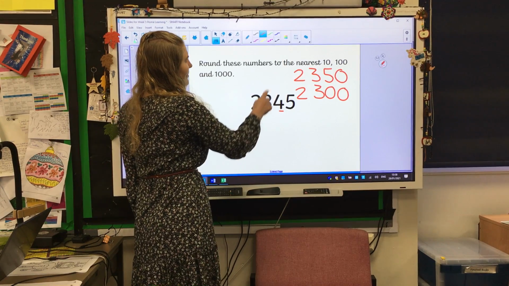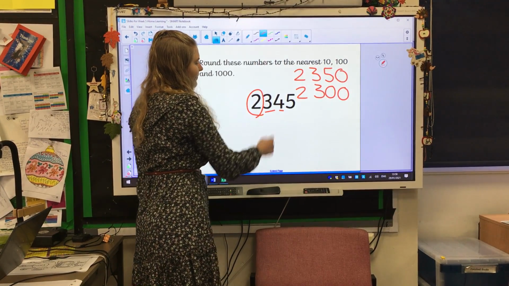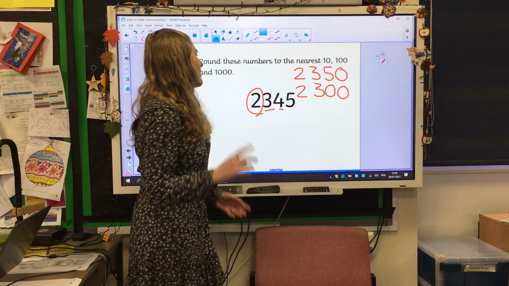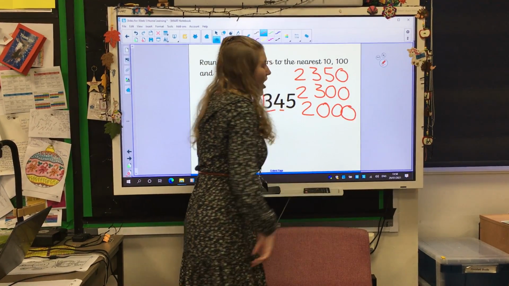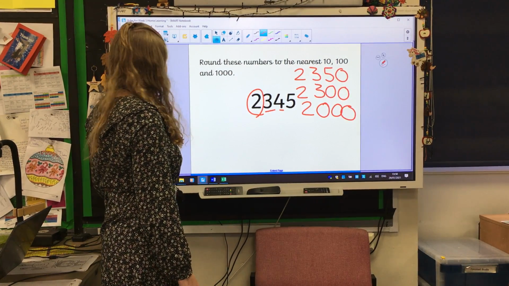Round to the nearest 1,000. We circle and underline. Is that 3 going to go up or down? It's going to go down. So our answer is going to be 2,000. Okay, there we go. Right, on to bar models.